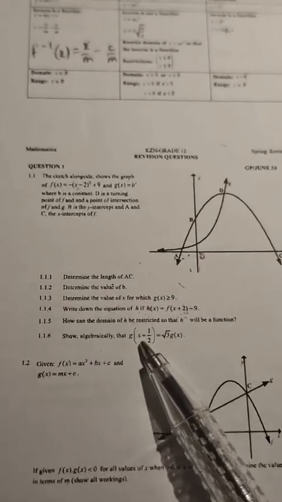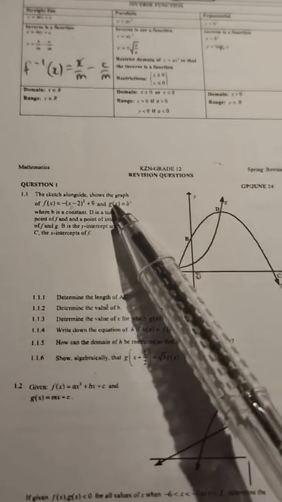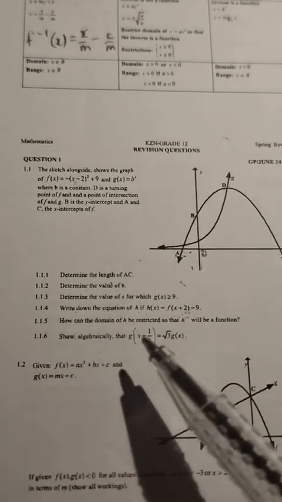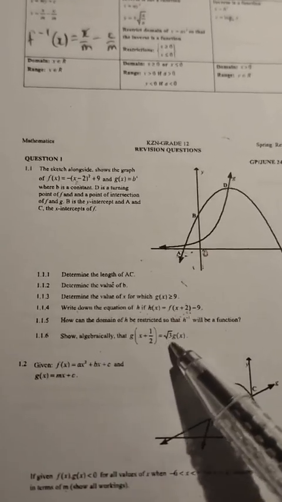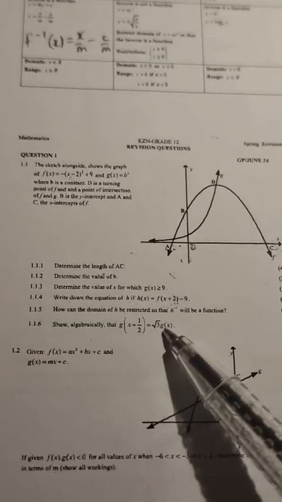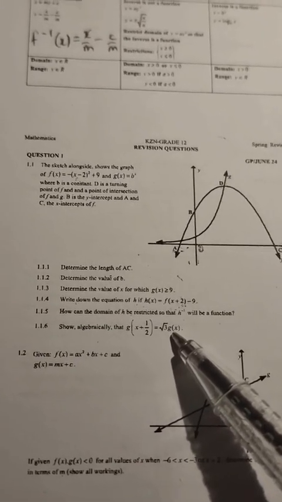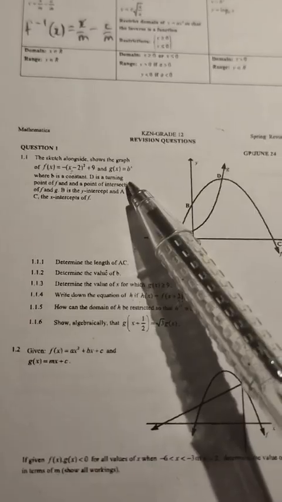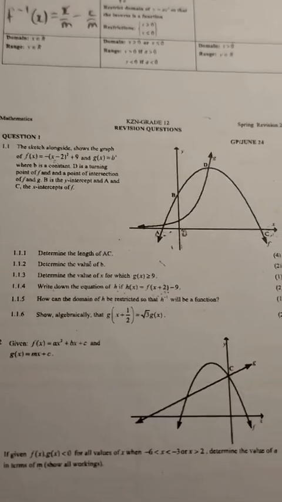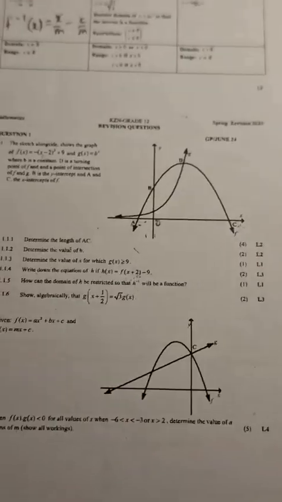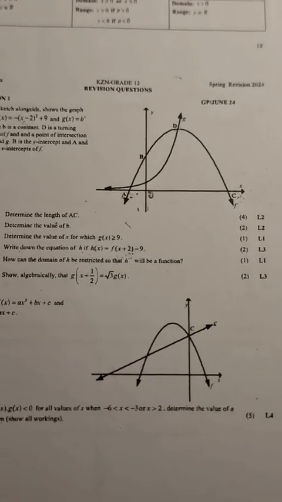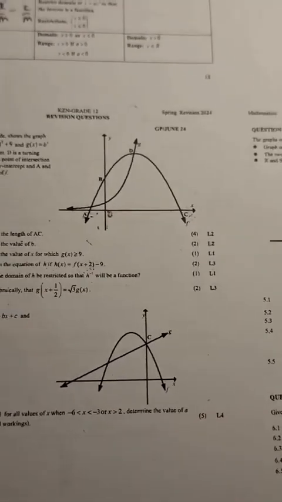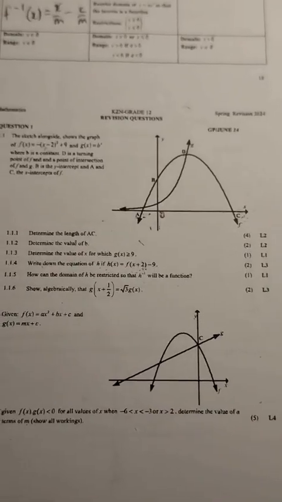Because here they're saying g of x plus half. Where is g? There is g. Show that g of x plus half is equal to the square root of 3 into g of x. It's a level 3 question, and it's for 2 beautiful marks.